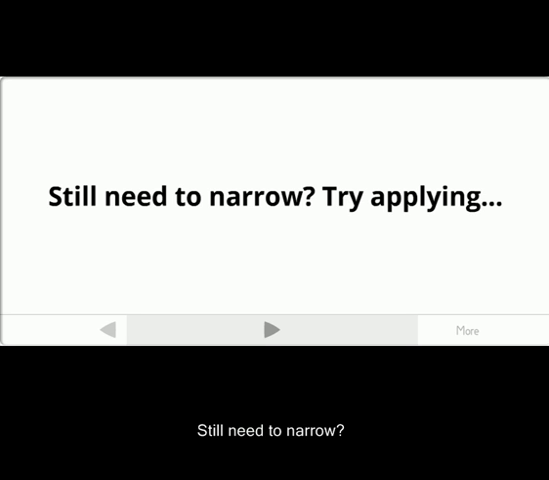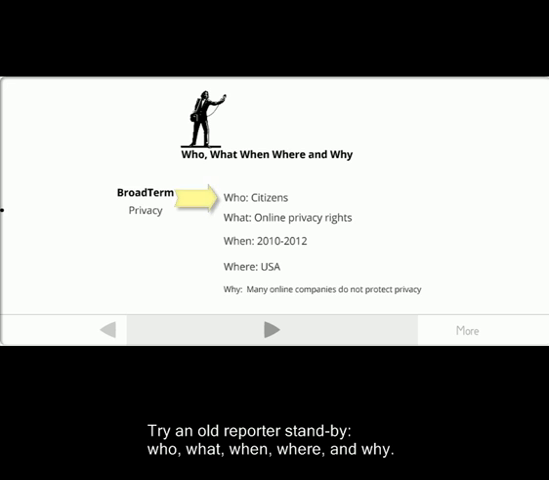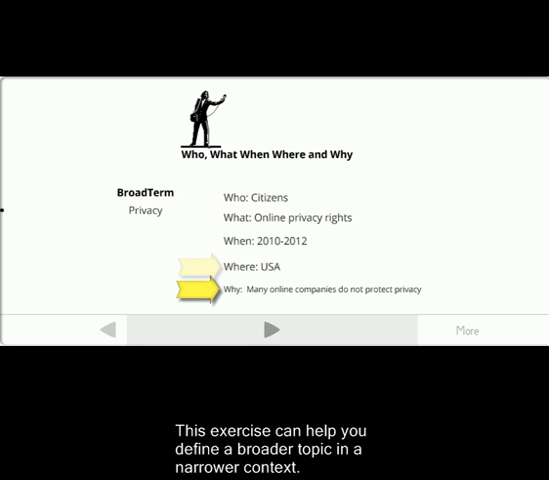Still need to narrow? Try an old reporter standby. Who, what, when, where, and why? This exercise can help you define a broader topic in a narrower context.